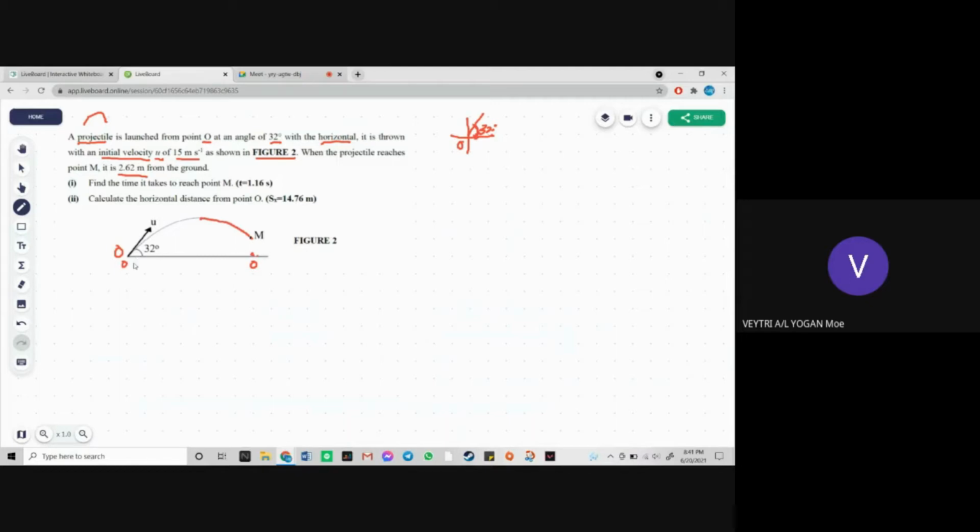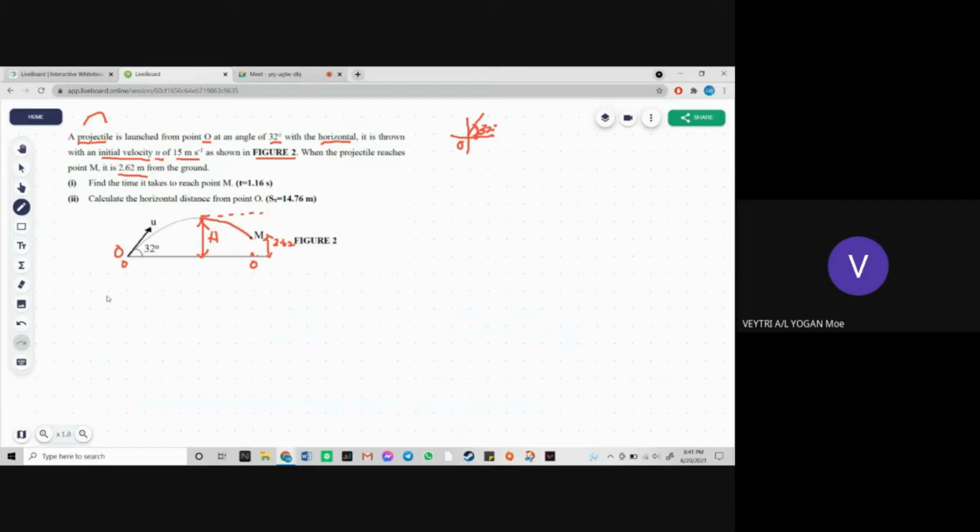Alright. Now, they say 2.62 meters from the ground. Maksud dia dari sini sampai sini adalah 2.62. Maximum height, adakah itu 2.62? Bukan. Maximum height is this one kan? Which is capital H. See, logically boleh nampak kat sini. H adalah lebih tinggi daripada M. So definitely H, maximum height is definitely more than 2.62. Okay. Itu semua dah ambil notice.